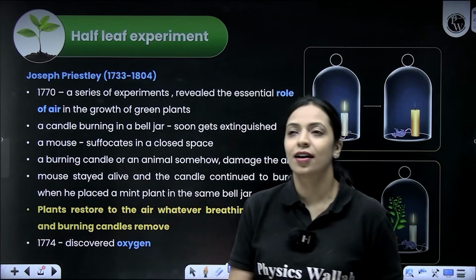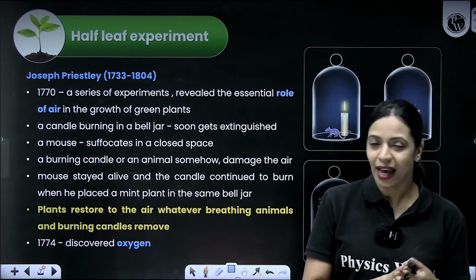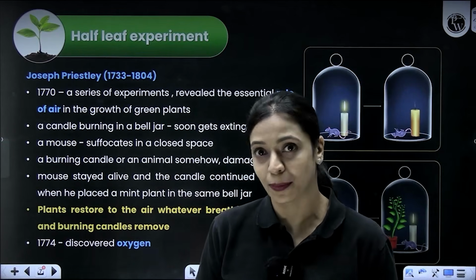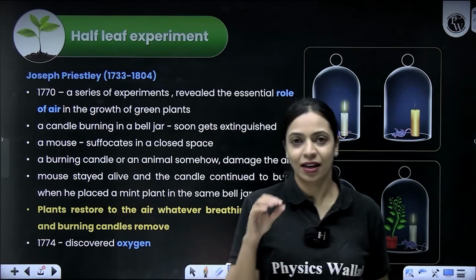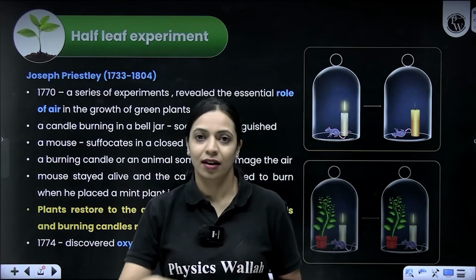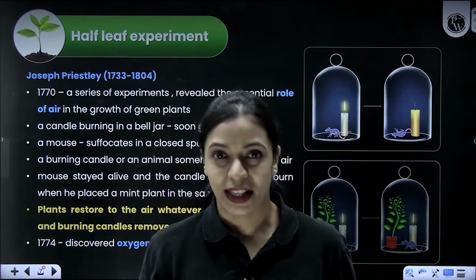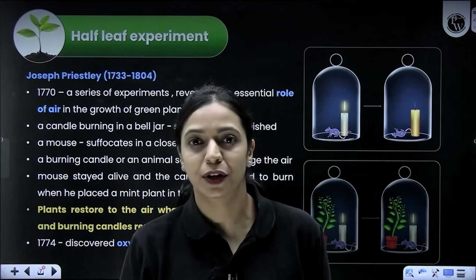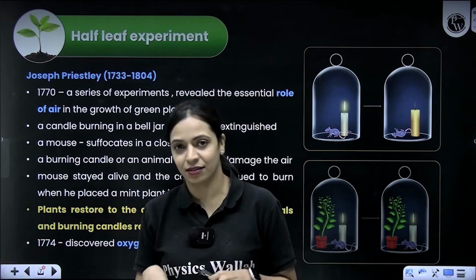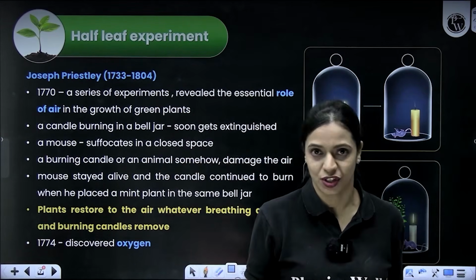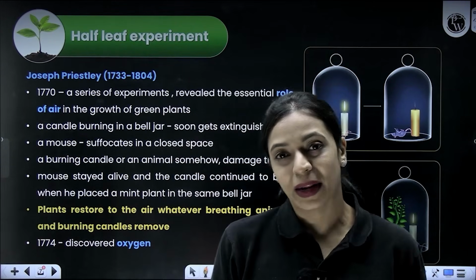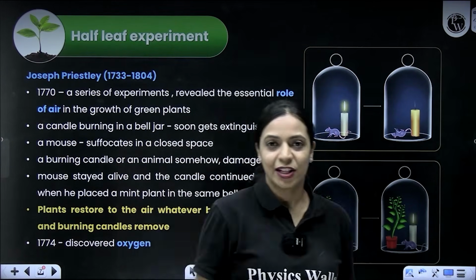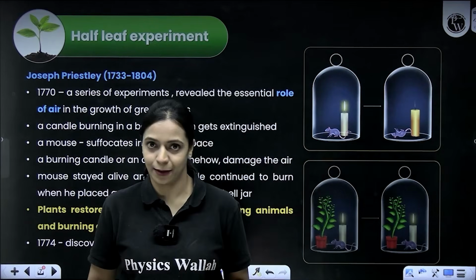Remember it like that. So what did he use for his experiment? He used candles, he used mice, and he used a mint plant, okay? And a bell jar, of course. So what did he do first? He lights up a candle, covers it using a bell jar, and he will notice that after a period of time the candle will get extinguished, and later he will place a mouse inside the bell jar. After a while the mouse will also die.